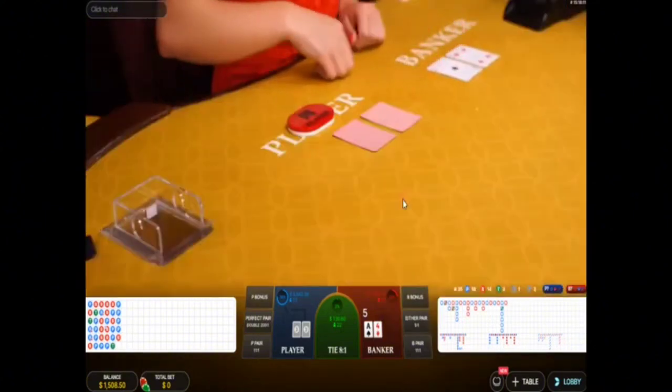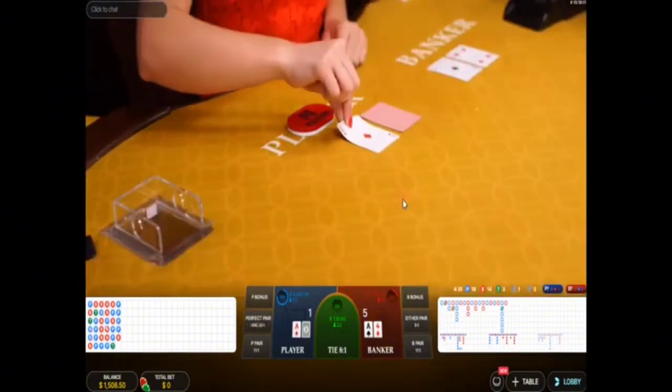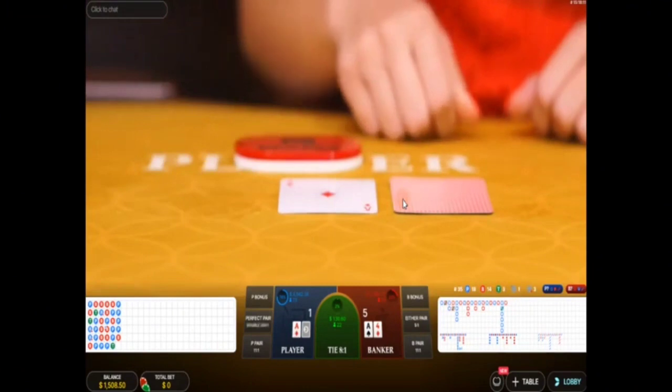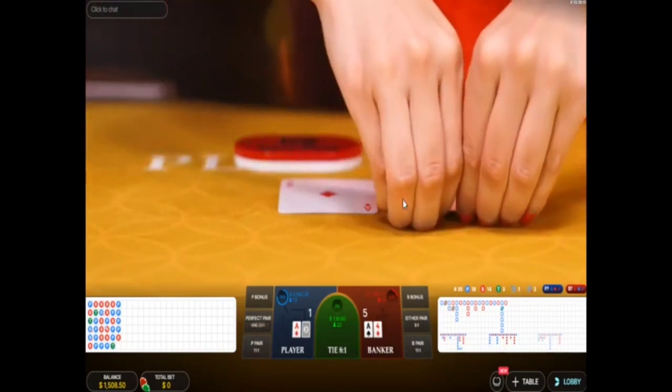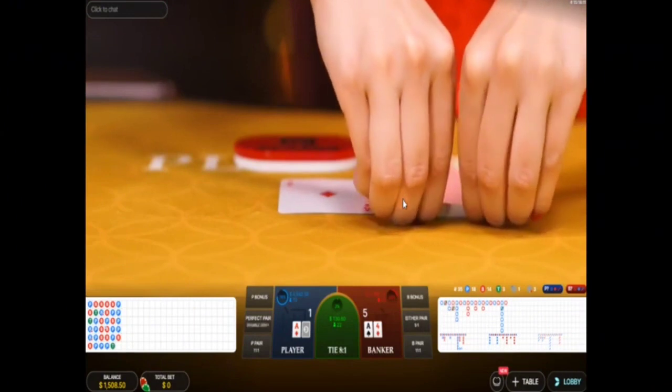So all we care about is, we don't care about who wins right here. We just care what the number is on banker, the final ending number. Okay, and that tells us where we're going to bet next.